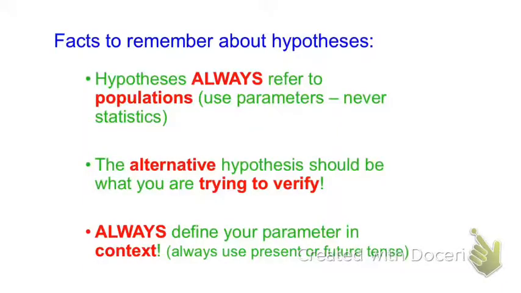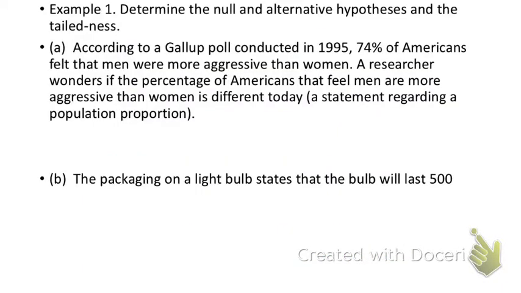So let's go to the next example. Example 1: determine the null and alternative hypotheses and the tailedness, which just means, is it a less than, greater than, or not equal to? And you'll be able to decide that by reading the question.